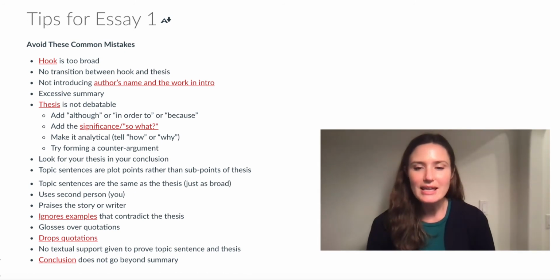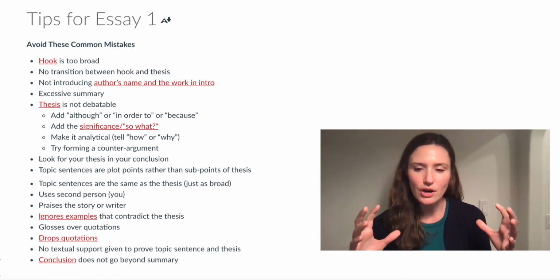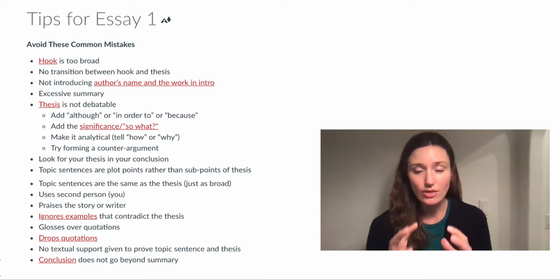A hook that begins with something like "throughout the dawn of time" or "since the beginning of history" is going to be way too sweeping. A hook that defines what literature is or defines what a story is going to seem kind of generic too. So when in doubt, start closer to your thesis than you think. Don't begin with these generalized hooks.